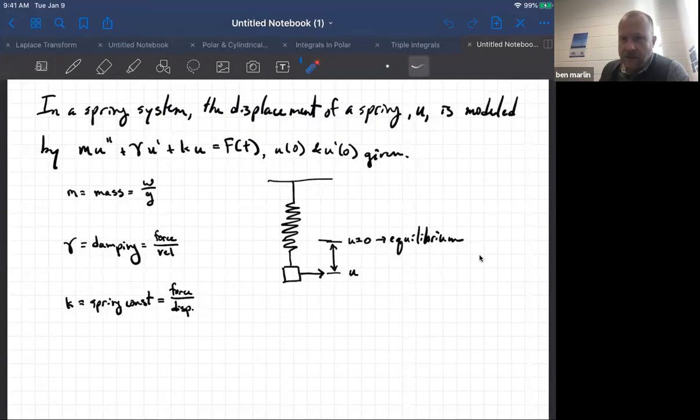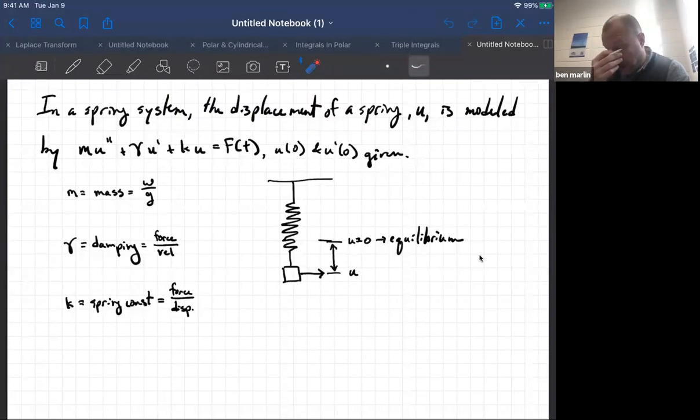and the notion here is that you get a spring, which I have drawn the most wonderful picture of ever, and some sort of a weight hanging from the spring, and we take and displace it away from its equilibrium position, and u is what we use to represent that.